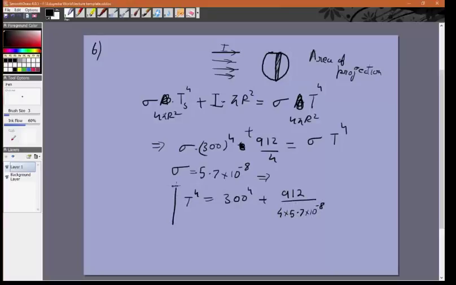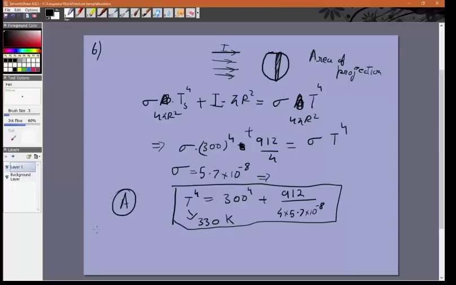And to be very honest, you don't need to solve it too much because the options are quite far apart: 330, 660, 990 and 1550. And if you solve this, you'll see that the answer comes out to be T is equal to 330 Kelvin. But like I said, you won't need to solve it because you can easily look at this and see whether it's 330 or 630. It would be around 330 if you calculate this thing. Right. So the answer to this is option A. The important thing in this question is these two are 4 pi r squared, but this is only pi r squared. Otherwise you would get the wrong answer.